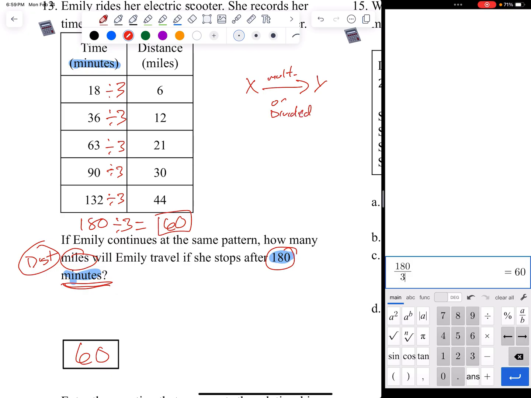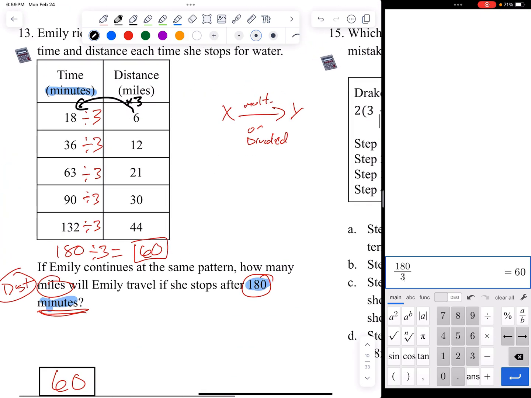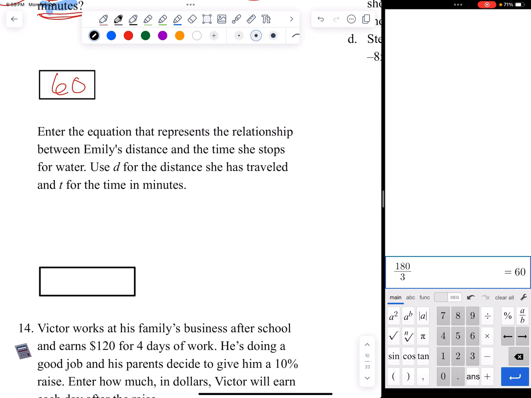So, what I mean by that, like, how do I go this way? I could have said times 3. 12 times 3 is 36. 21 times 3 is 63, and so on. All right, just a little hint. 6th and 7th grade, that's usually the pattern. All right, enter the equation.